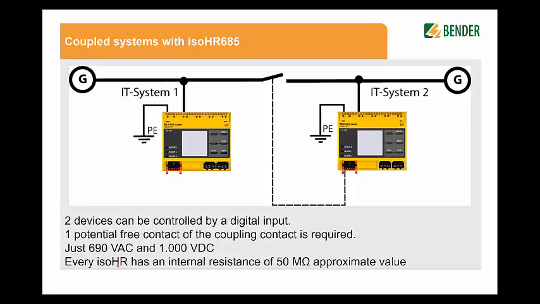Every isoHR has an internal resistance of approximately 50 megaohm. So if you make an isoNet system with the isoHR, you cannot accept values above 50 megaohm. So please do not use isoHR685 for isoNet systems and expect gigaohm values. That's not possible, because each semiconductor switch has an internal resistance.